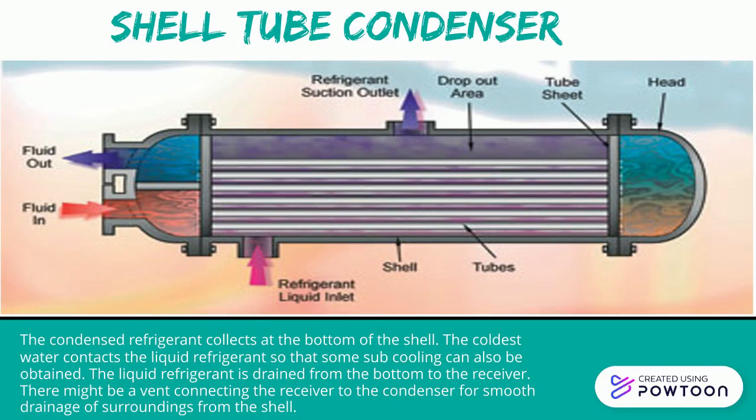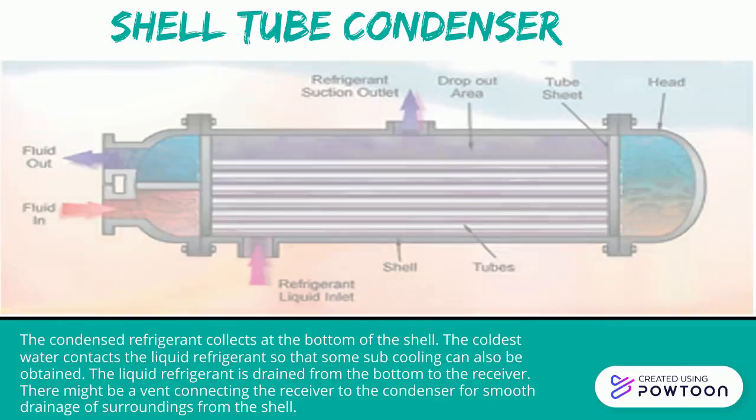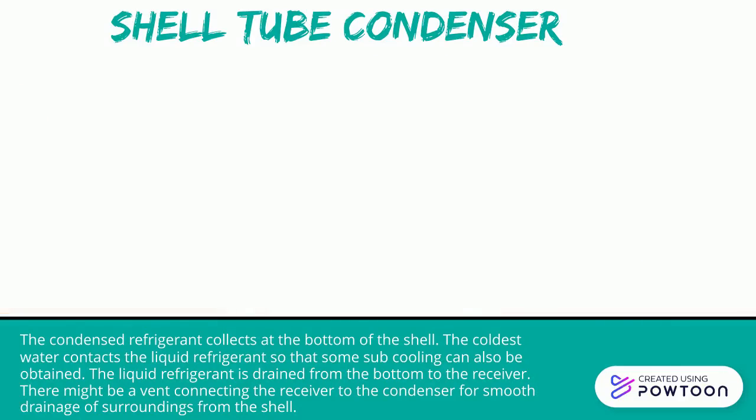The condensed refrigerant collects at the bottom of the shell. The coldest water contacts the liquid refrigerant so that some subcooling can also be obtained. The liquid refrigerant is drained from the bottom to the receiver. There might be a vent connecting the receiver to the condenser for smooth drainage of surroundings from the shell.